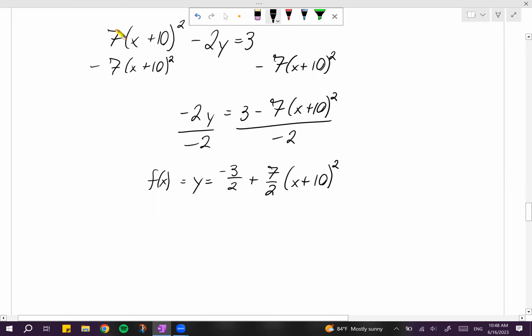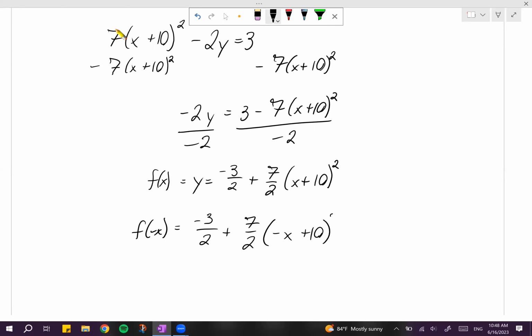All right, now I'm going to do f of negative x to see if it's even or odd and whether or not it's symmetric about the origin or the y-axis. So this tells me f of negative x is negative 3 over 2 plus 7 over 2 times negative x plus 10 squared.